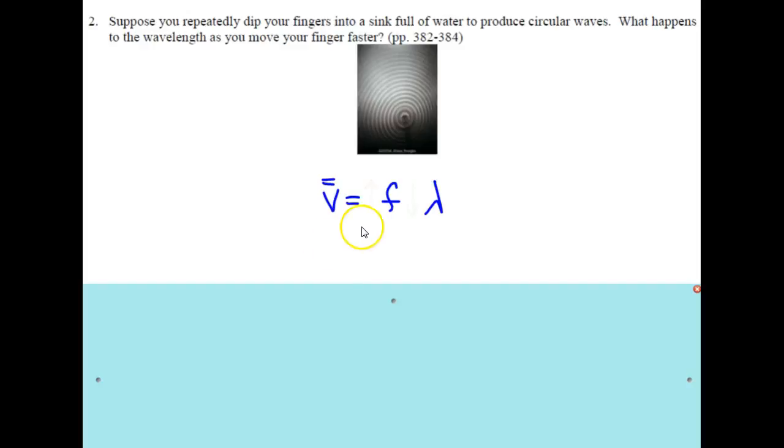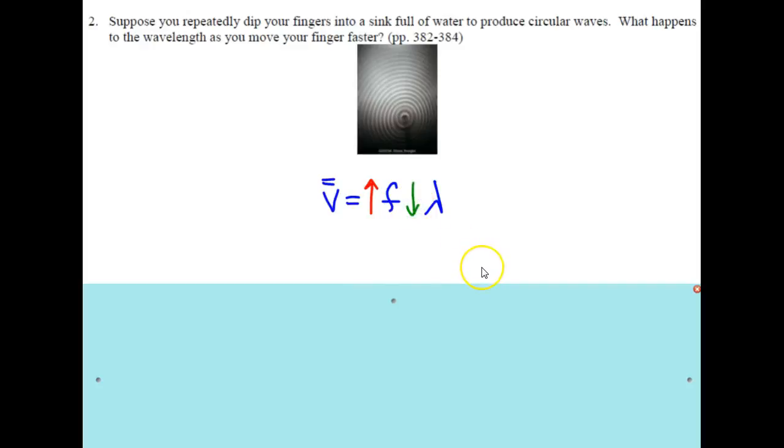So what does that impact? That impacts the frequency of the waves. So the frequency of the waves is increasing. You're producing them at a more frequent rate. I think that makes intuitive sense. Well, look at this mathematically. If the speed is to remain constant, and the speed is a product of the frequency and the wavelength, then how must the wavelength respond with an increase in frequency?